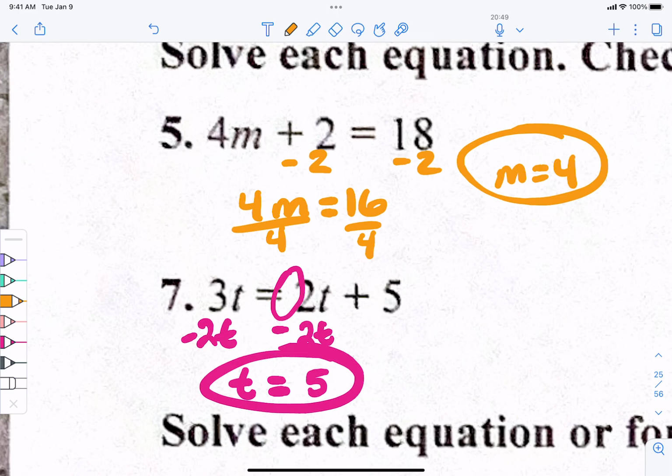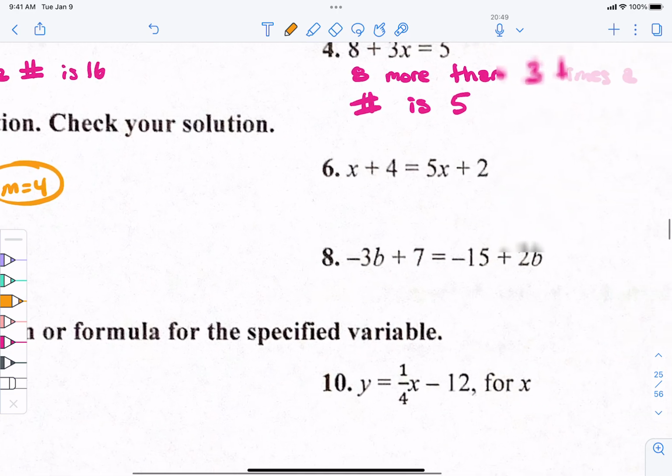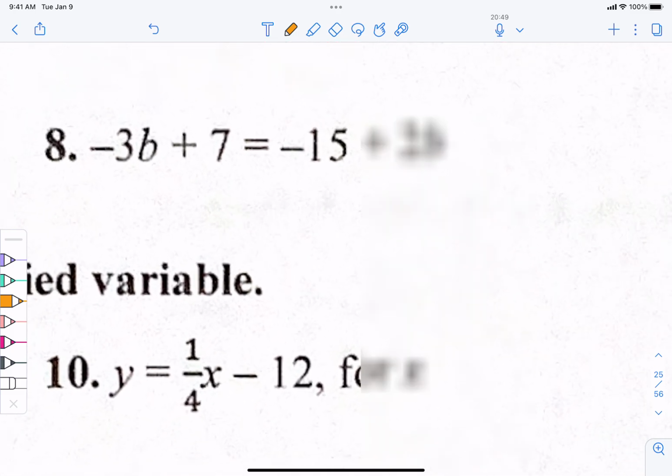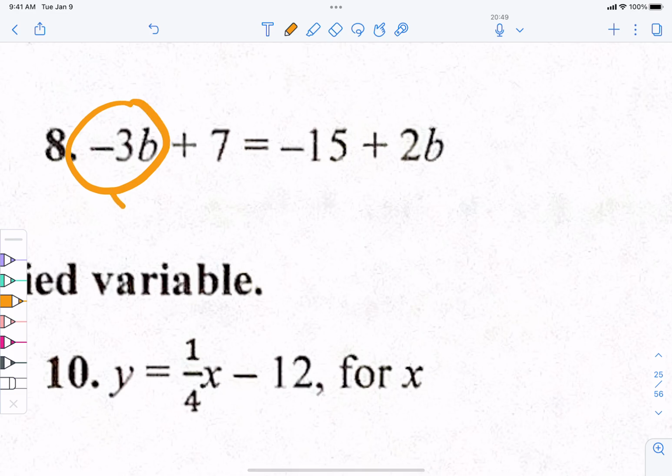When I have minus b, I need to subtract, or I forgot. You go back over to 7. Hold on. Minus b? Well, you shouldn't have minus b. You should have minus 5b.